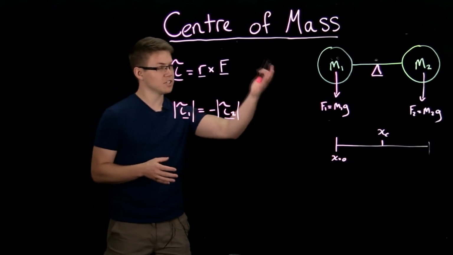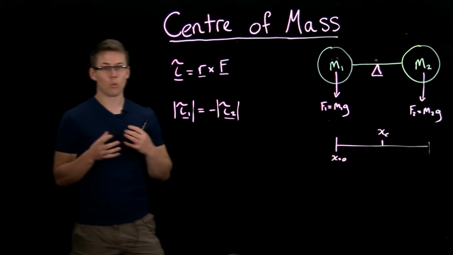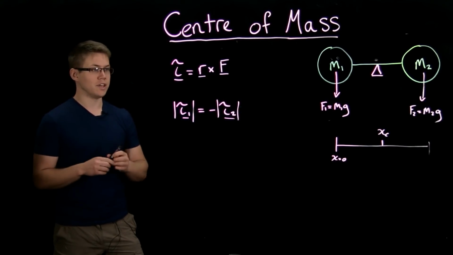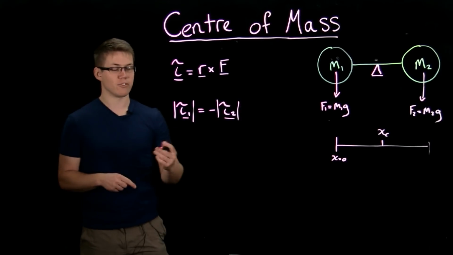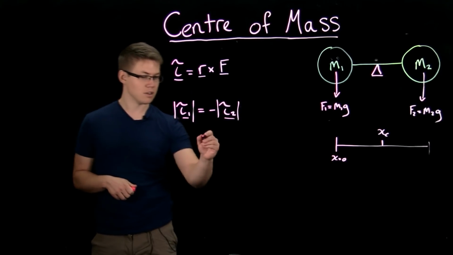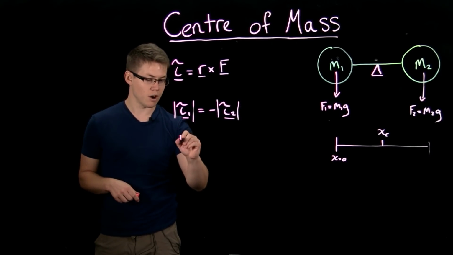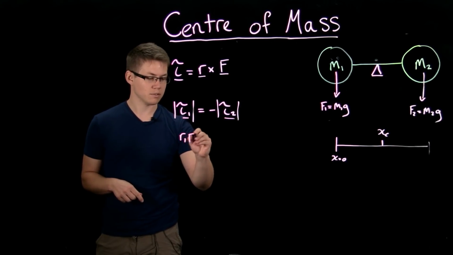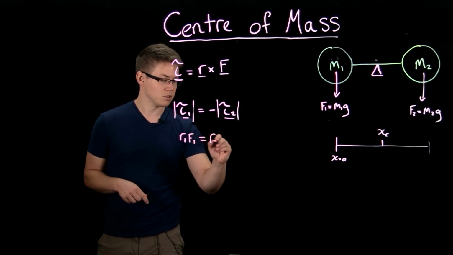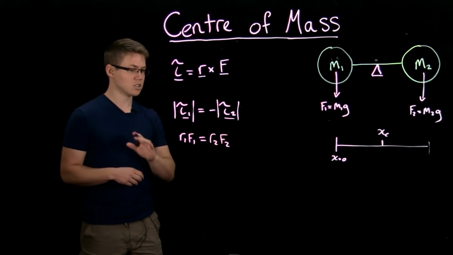Well, you can see that if this thing is balanced, then that angle will be 90 degrees. And so the cross product here simplifies to just r times f. Okay, so what do we have? Well, we have r1 times f1 is equal to r2 times f2. Okay, now we can start to put in some things.